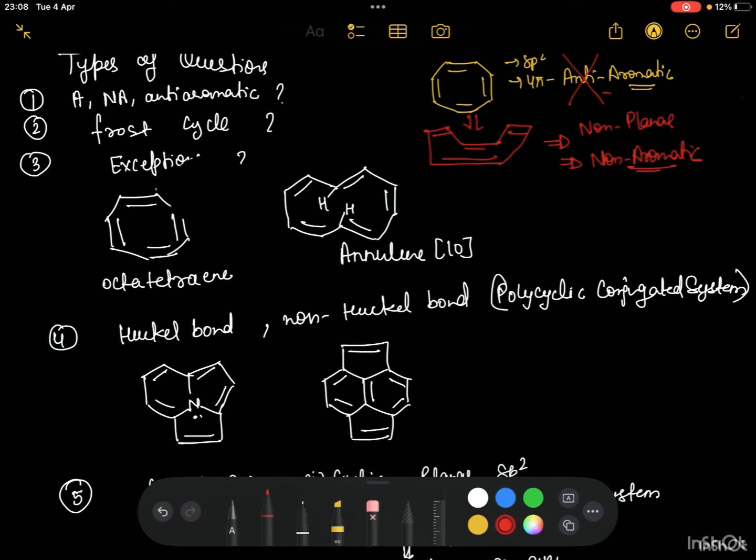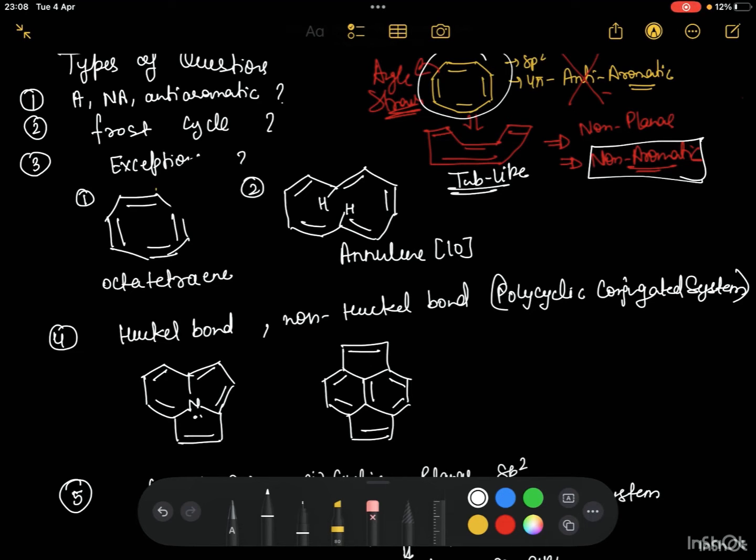Why does it go into a tub-like structure? Because of angle strain. There is too much angle strain, so the planar form will not exist; it is not stable. It will exist in a tub-like structure. So that compound is non-aromatic. The example is: is octatetraene aromatic or non-aromatic? You have to say that the compound is non-aromatic. This is the first example.